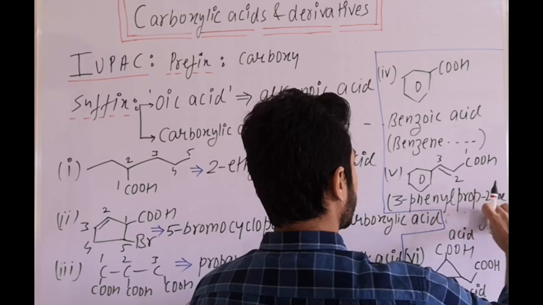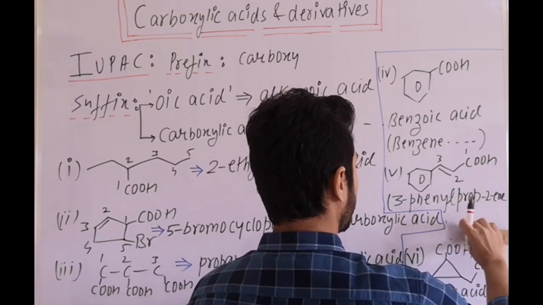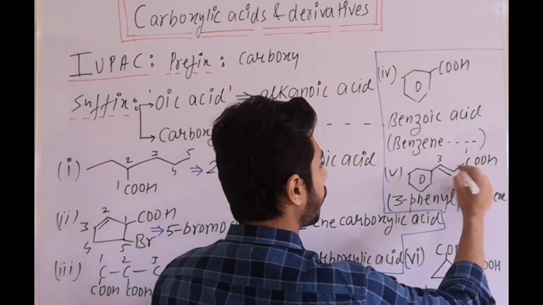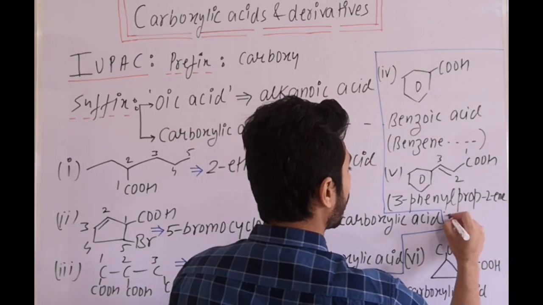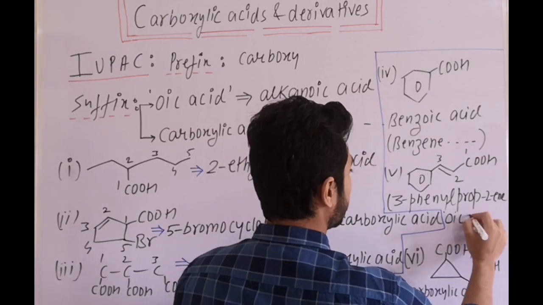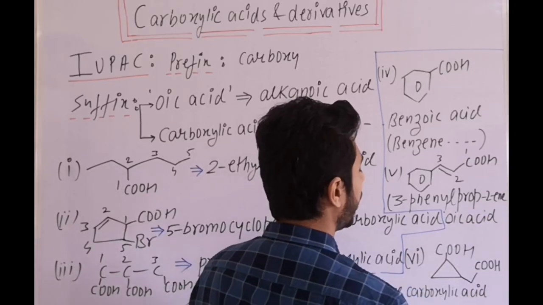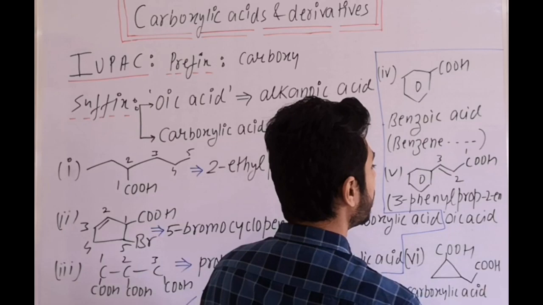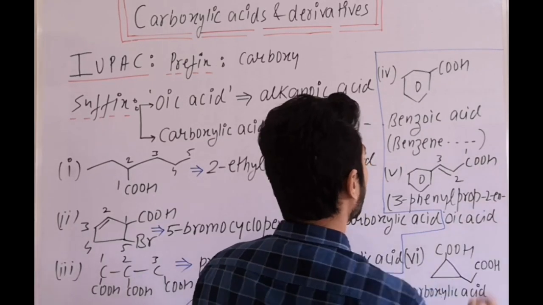Why? Because it is a substituent. Sorry, it is a side chain aliphatic to prop-2-enoic acid, and here the E of the "ene" is dropped. Why? Because it is followed by O.